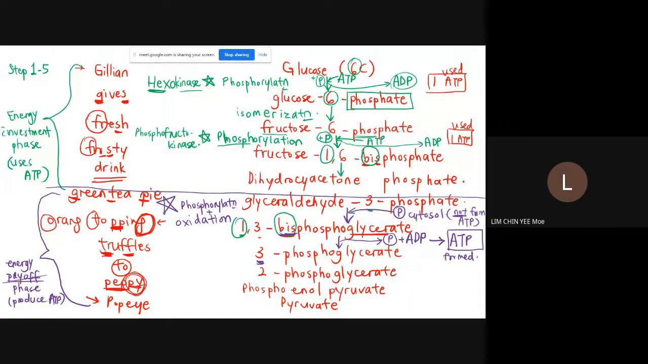And you learn on Thursday, ada dua cara untuk form ATP. Satu ialah substrate level, satu ialah oxidative. What do you think? Step ini substrate level tak? Baru nak tanya, ada tak involve redox reaction? Tak ada. Step ini tak involve redox. Dia hanya terus bagi phosphate group dekat ADP. The phosphate group from the 1,3 bisphosphoglycerate directly give it to ADP. That's why this step yang produce ATP is what we call substrate level phosphorylation.